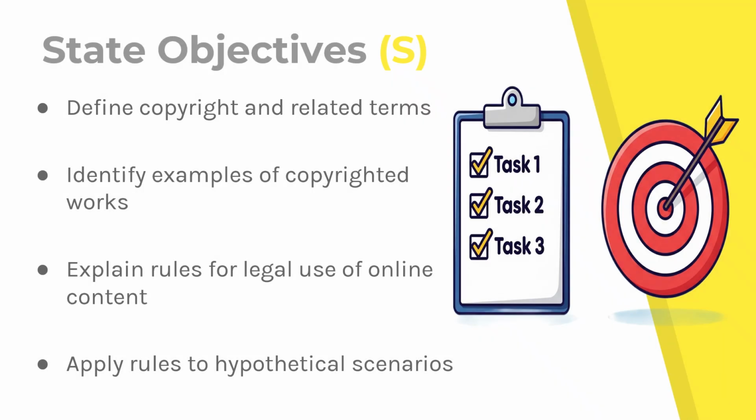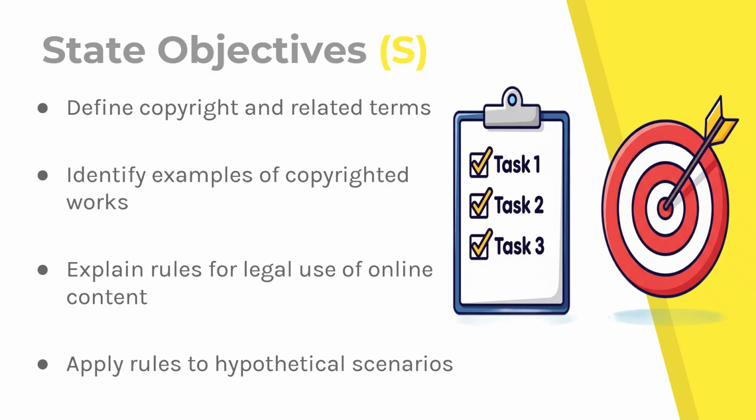The lesson objectives are clearly defined and measurable to ensure both instructional alignment and accurate assessment of student learning. By the end of the lesson, students will be able to define key copyright related terms such as copyright, fair use, public domain, and infringement in their own words, demonstrating foundational knowledge.